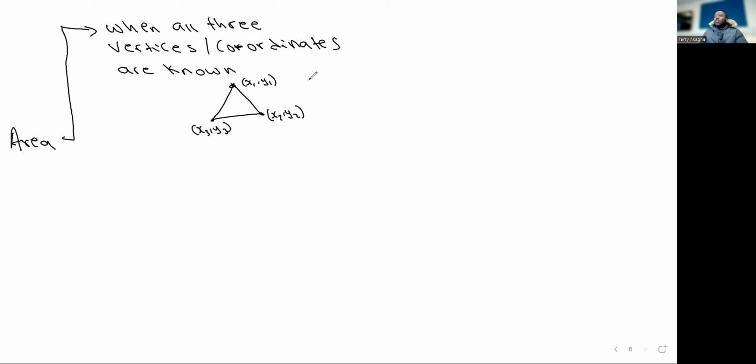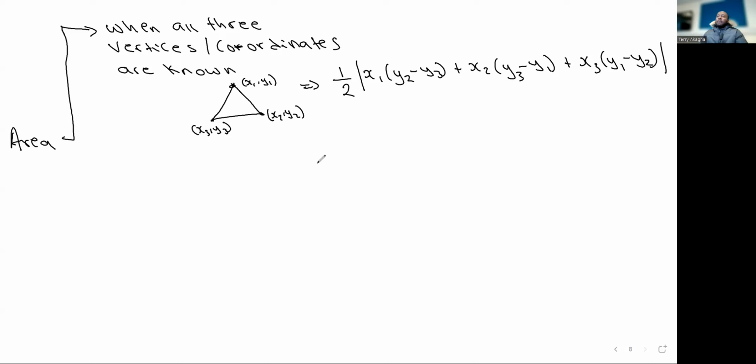Okay, so in order to find the area for this is going to be 1/2. Don't worry, I'm going to solve a question on this. x1(y2 minus y3) plus x2(y3 minus y1) plus x3(y1 minus y2). Okay? Then that is that for that.